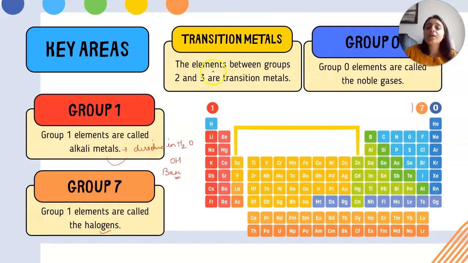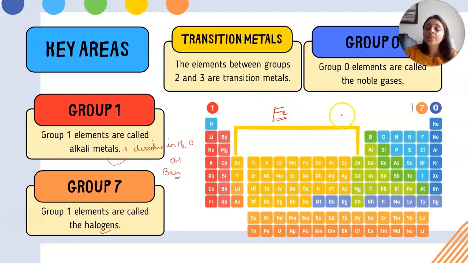Transition metals are the elements between groups 2 and 3. You can see these metals present between the metals and non-metals, like the middle metals are the transition metals. Why are they known as transition metals? Because they show the properties of both metals and non-metals. A common example is iron, which works as a ferromagnet, right? They are helpful for generating a magnetic field, right?